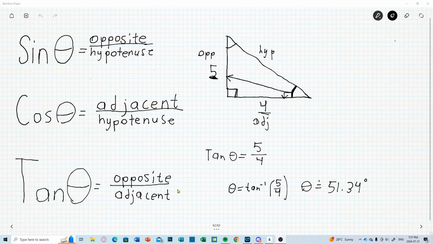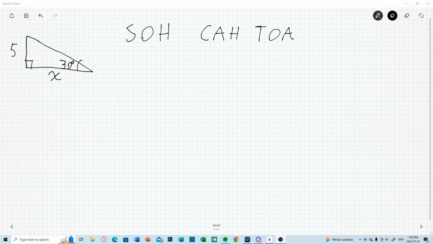over adjacent. Now, today, instead of looking for the angle, we're going to be looking for a side length if we know one other side length, as well as an angle that's not the 90-degree angle. Alright, so I have an example up on the screen, and I wrote SOH CAH TOA at the top in case you need the memory for it. Now, we're going to do the same steps as before.